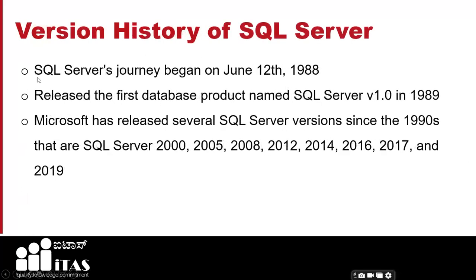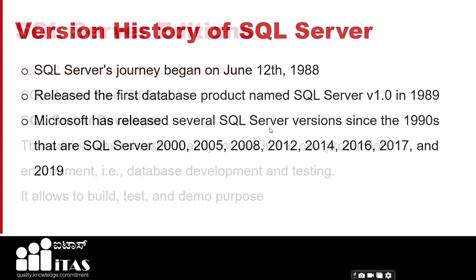Version history. You can just go through this. It actually started in 1988 itself, and the first database product, SQL Server version 1.0, was released in 1989. Then various different versions started coming. We have 2000, then 2005, 2008, 12, 14, 16, 17, 19, and now it is 22. I have not mentioned it here, but 22 is the latest version.